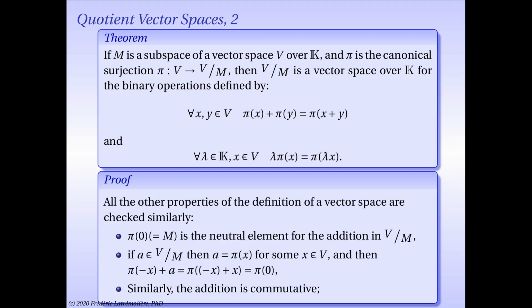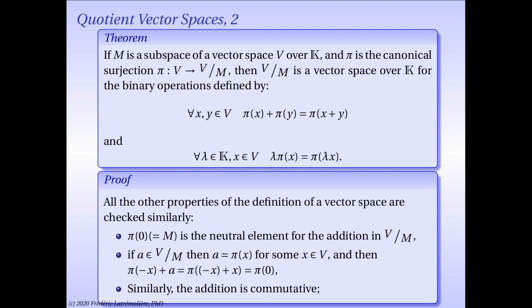And every property that I need for the quotient set to be indeed a vector space will be proven the same way. So I'll give you a few more examples, just to see what's going to happen. We're not going to do them all. So for instance, since we want to prove that the quotient space is in particular a group for the addition, I need a neutral element. Well, the neutral element is, of course, pi of 0. And that's easy to check.